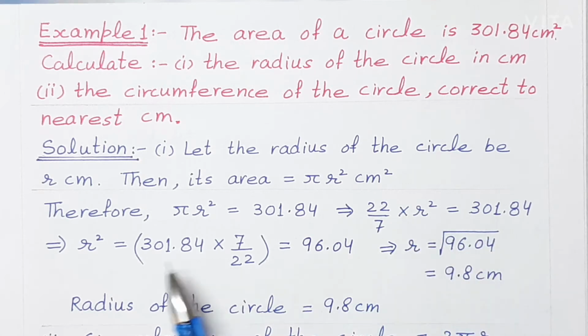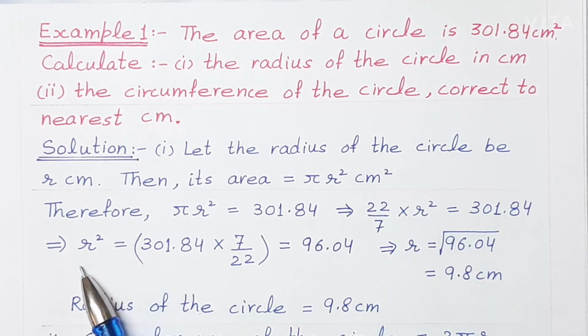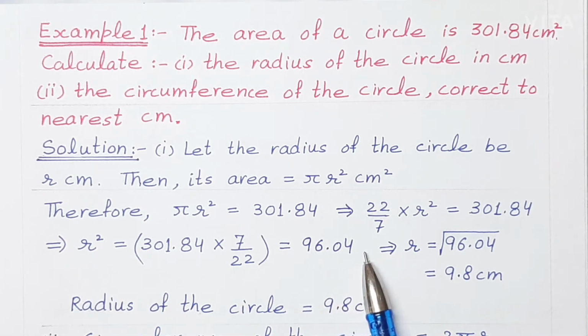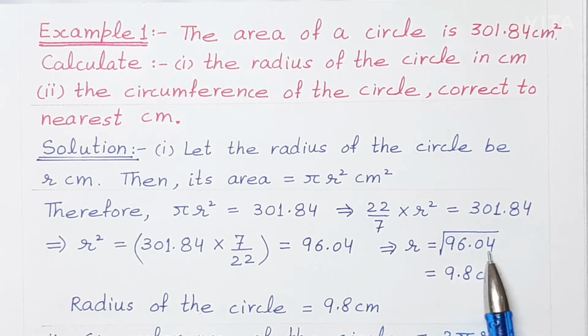So by solving this, the value of r square is 96.04. So square root of 96.04 is 9.8. Students, here you need to find the value by long division method, which we have already done in previous class. Clear? So radius of the circle is 9.8 centimeter.